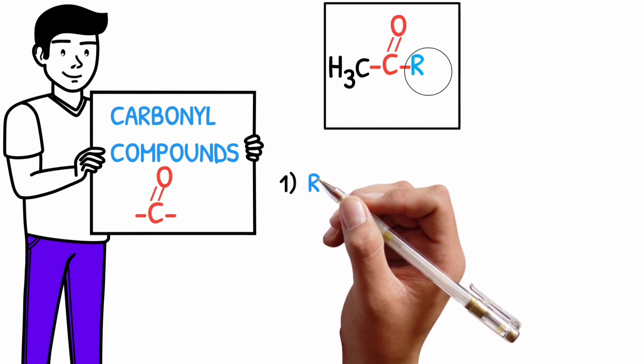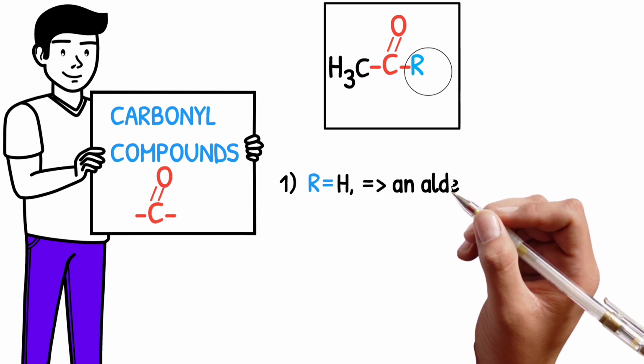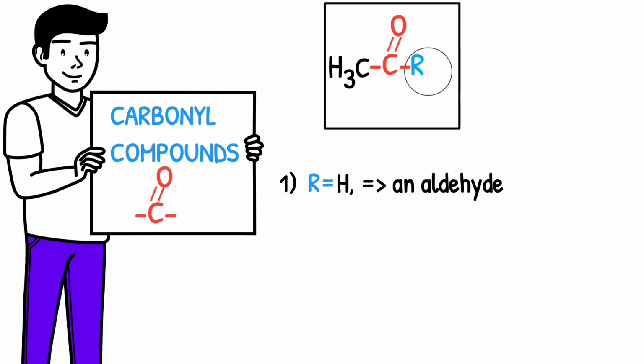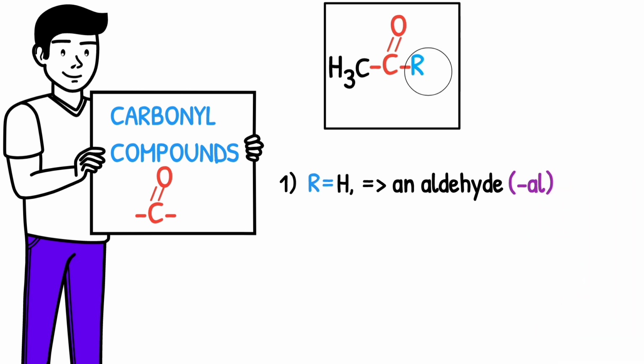Let's start with the first one. When R equals hydrogen, we have an aldehyde. An aldehyde ends with the name al. When R equals H, that gives us an aldehyde, and the name of the aldehyde is going to end with al. All the aldehydes have their name ending with al. Any compound that has a name ending with al is an aldehyde.